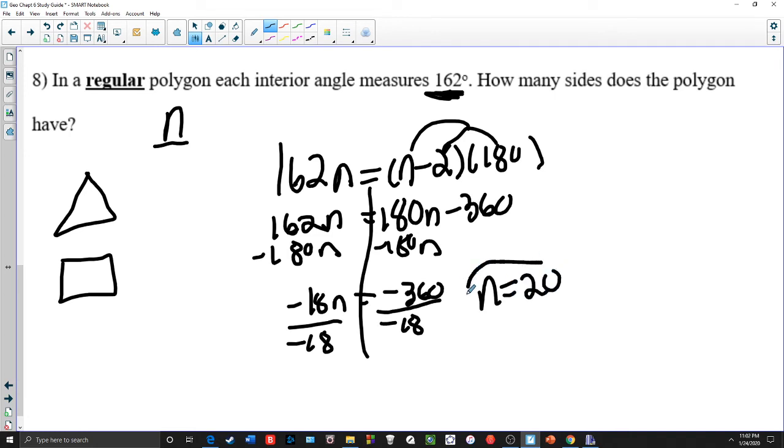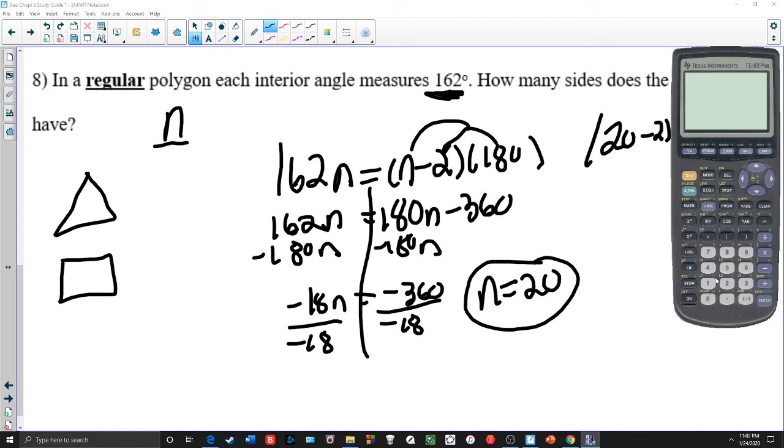So there are 20 sides in this polygon because 20 is the only number that would make both these equations agree. 21 wouldn't do it, 22 wouldn't do it, 23 wouldn't do it. 20 is the only number of sides this polygon can have because it's the only number of sides that would make both these equations agree on how big the interior angle sum is. If you want to check, type in 20 minus 2 times 180. If we pull that up, that'd be 18 times 180.